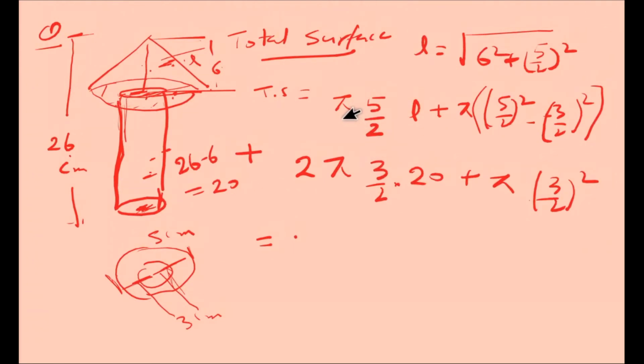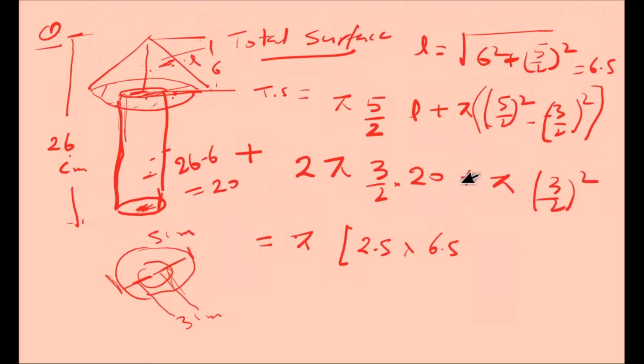So after taking the common pi, we can put the values this way. What is this? 2.5 into what is the L? From there we can calculate. L is 6.5. Calculate this, you will get 6.5. The calculation depends on you.